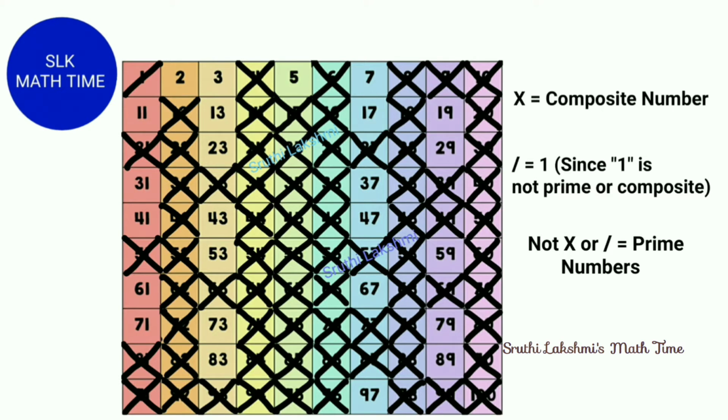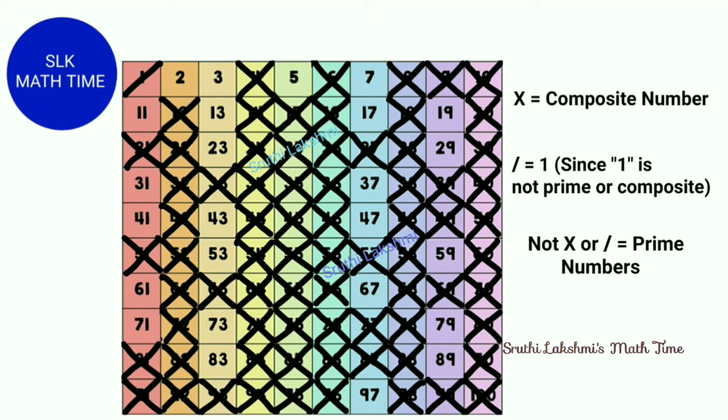So, see these boxes that don't have any X or slashes? That means they are prime numbers. As you see, all the numbers that are prime numbers here end in an odd number and always end in the numbers 1, 3, 7 and 9. Except 2, which is the only even prime number.